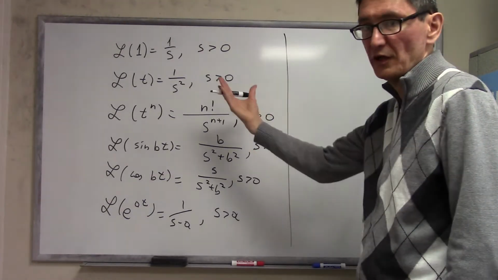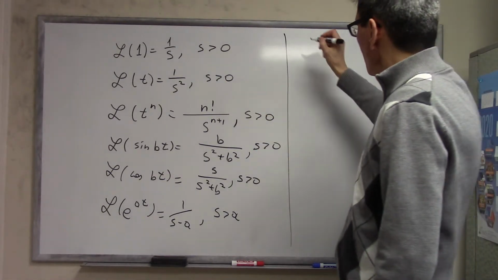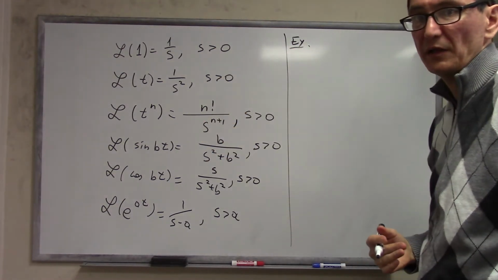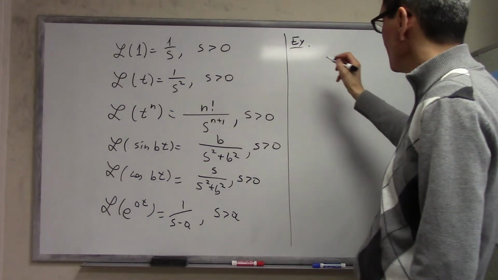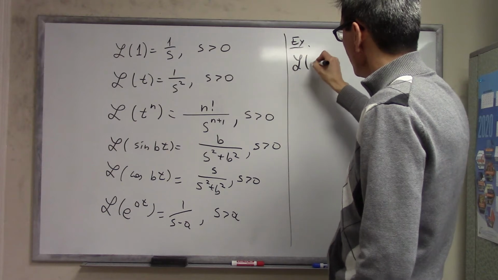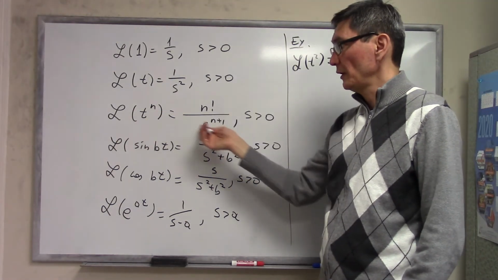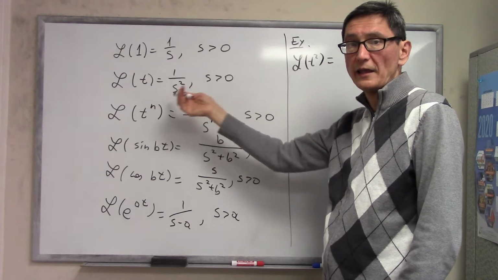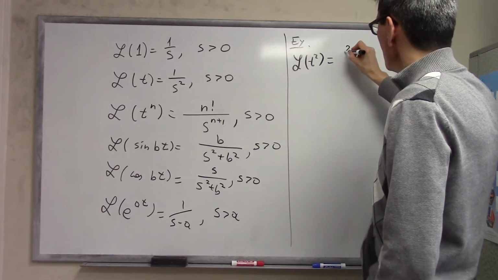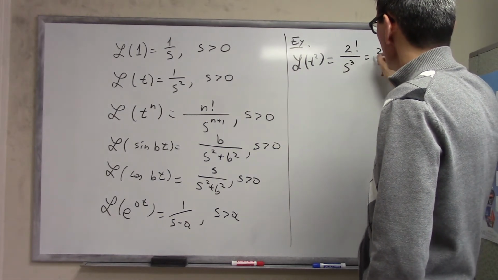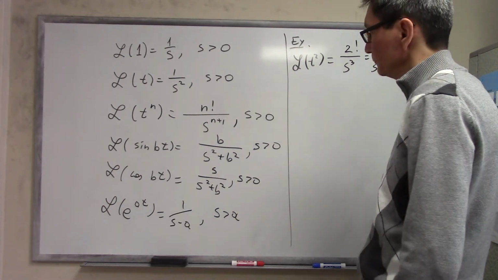If you want, we can try to apply both table Laplace transforms to find a couple of them. For example, Laplace transform of t squared, that is, we're applying Laplace transform of t to the n with n equals 2, so 2 factorial over s cubed, so 2 over s cubed.